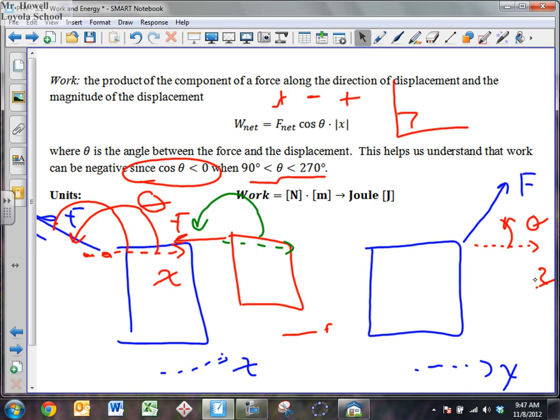Work is measured in joules. What is work measured in? Joules. All right, let's look at the next slide. We're all good on this one?